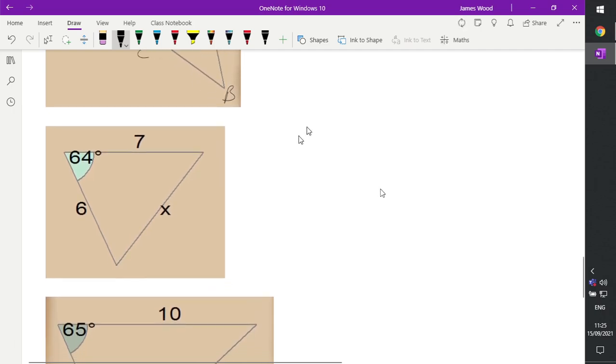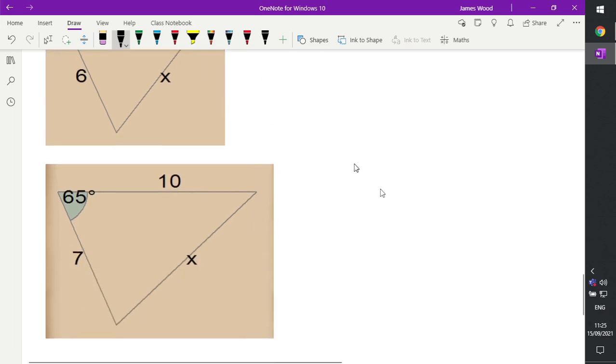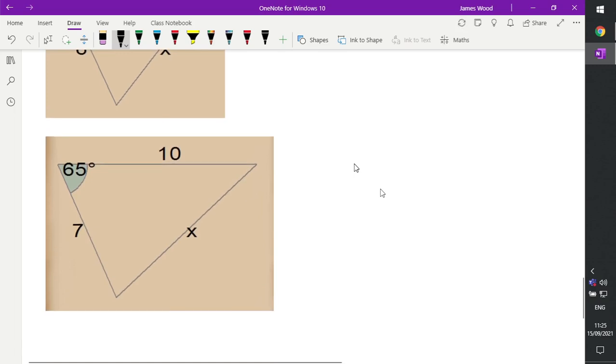This one, I've got three sides and an angle. So this is going to be the cosine rule. And then this last one, again, I've got three sides and an angle. So that's going to be the cosine rule.